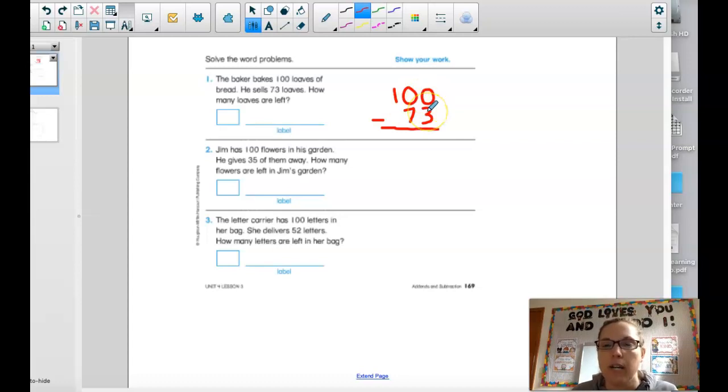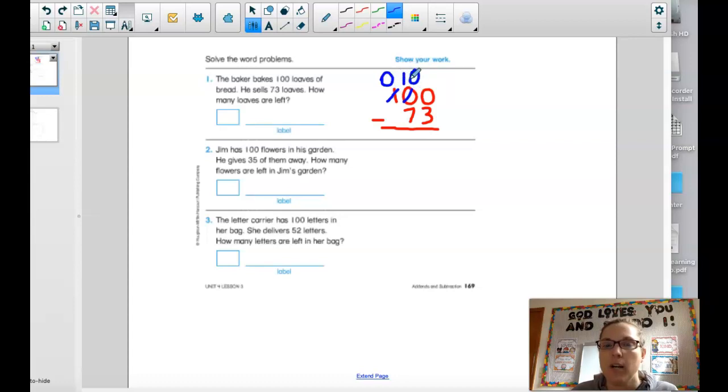0, take away 3. We have more on the floor, so we need to go next door. Now notice we have a 0 here. So we're going to go all the way over to the hundreds place and get that 1. So I'm going to switch to a different color. We're going to take that 100 away. We're going to put a 0 here and bring that into the tens place. So now instead of 0 in the tens place, we have 10.